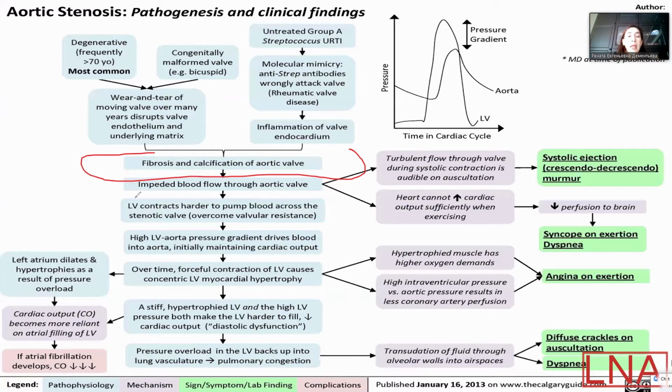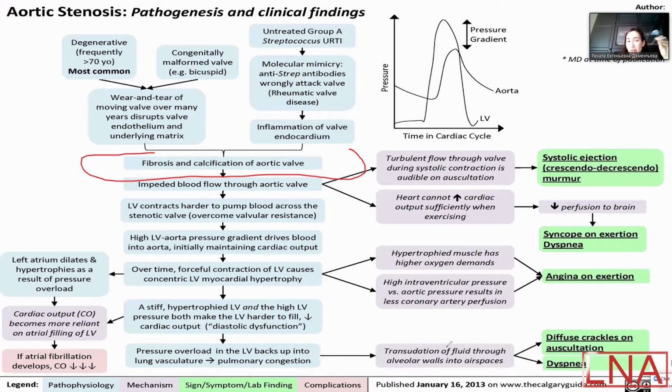It's leading to the left ventricle contracting harder to pump blood across the stenotic valve, with increased valve resistance, leading to a high left ventricular aortic pressure gradient, which drives blood into the aorta and initially maintains cardiac output. Over time, forceful contraction of the left ventricle causes concentric left ventricular myocardial hypertrophy, leading to a stiff hypertrophied left ventricle and a high left ventricular pressure. Both make the left ventricle harder to fill, leading to decreased cardiac output and diastolic dysfunction of the heart, leading to pressure overload in the left ventricle backing up into the lung vasculature, leading to pulmonary congestion.